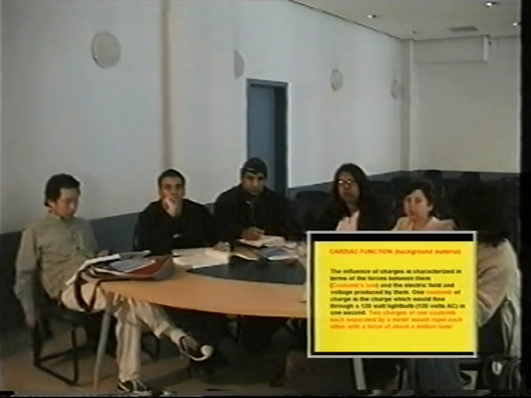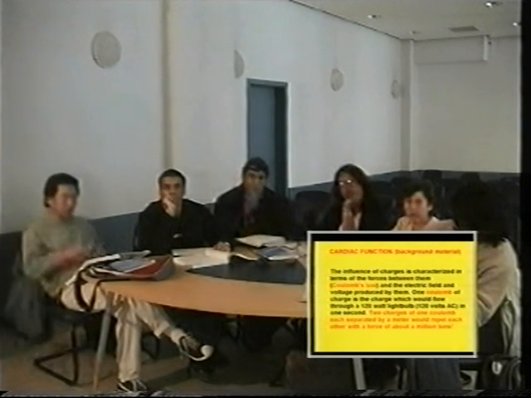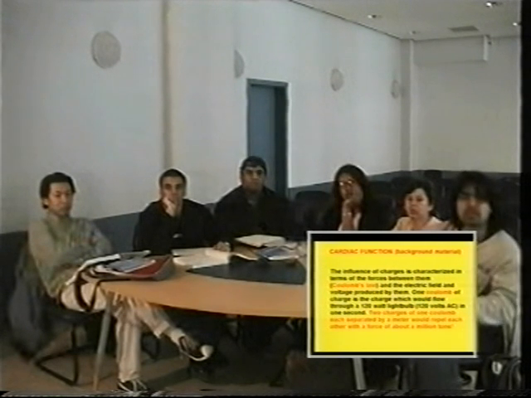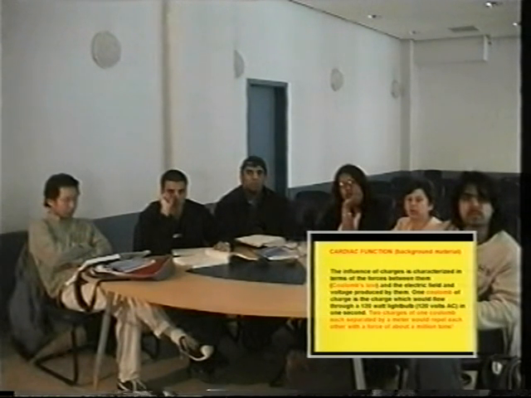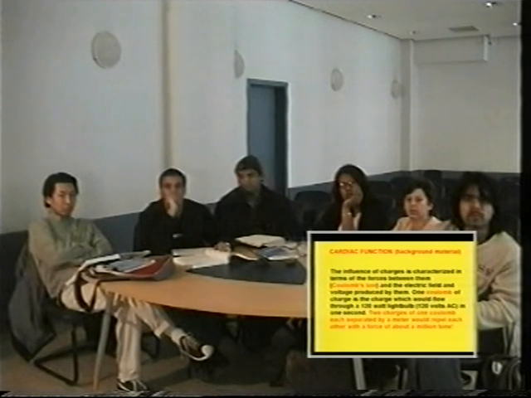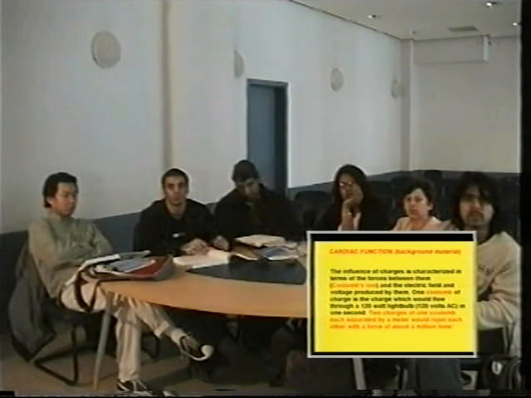Okay. The charges influence their environment around them, and they influence only other charges. The force between two charges is described by Coulomb's law. What does Coulomb's law say? We're going to see this in a second.